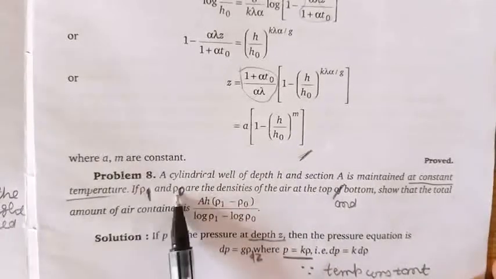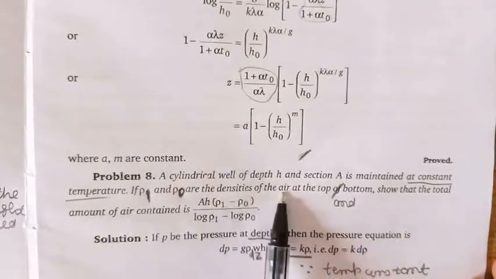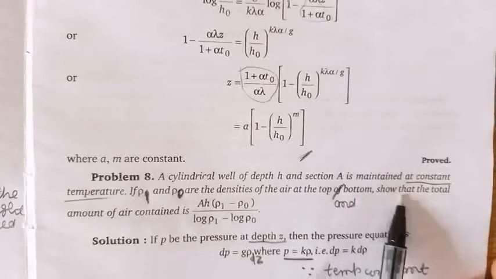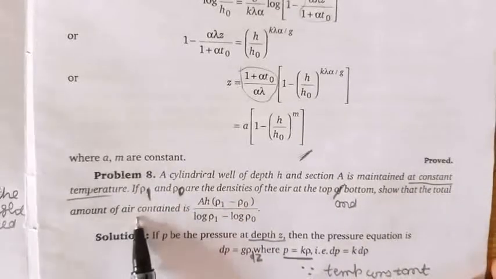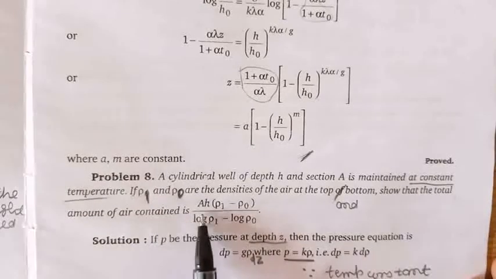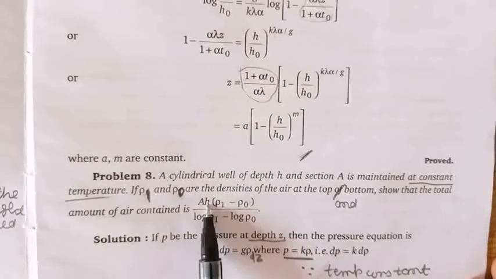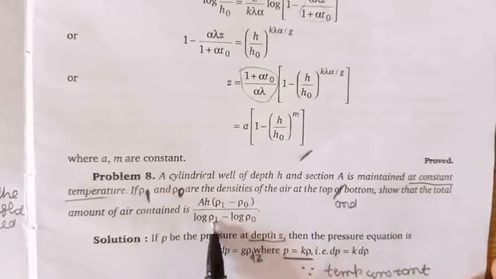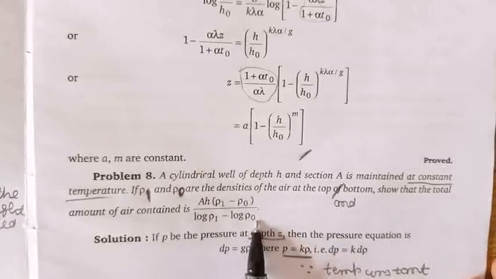Rho 1 and rho naught are the densities of the air at the top and the bottom of the cylindrical well. We are to show that the total amount of air contained in the well is given by the expression A H into rho 1 minus rho naught upon log of rho 1 minus log of rho naught.